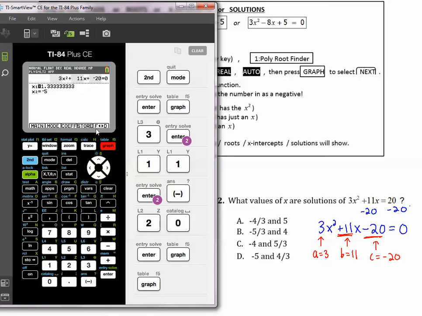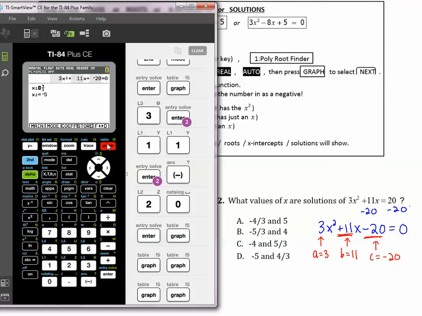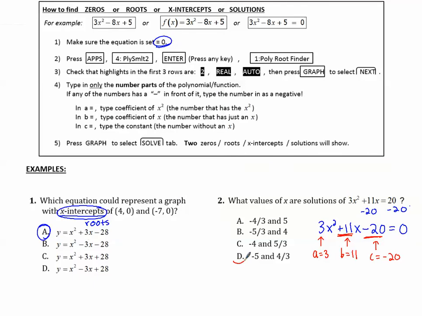Don't worry about it. See the FD button? That switches over fractions to decimals. So we just press the button right under it, and we can get back to the fraction or the decimal, whichever one we need. So I see positive 4/3 and negative 5, and that's what I'm looking for. Here it is, positive 4/3 and negative 5. Choice D is the correct answer.